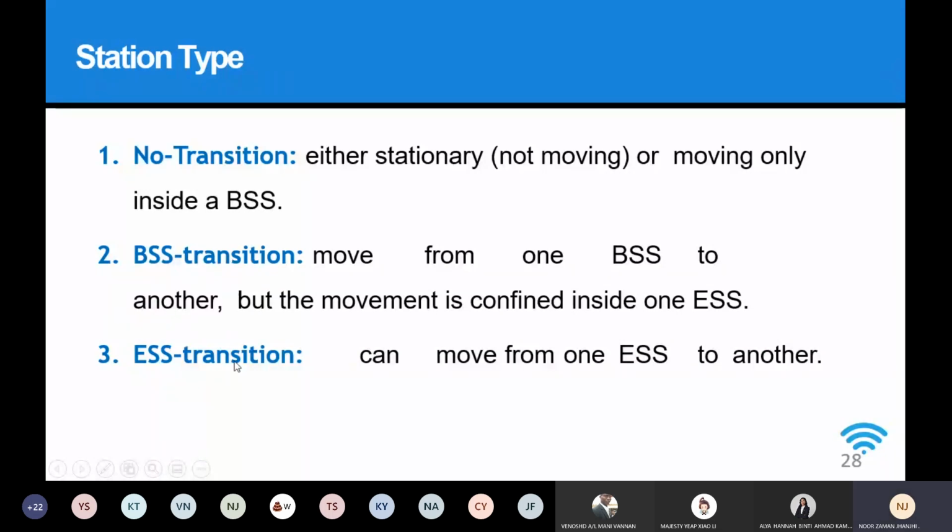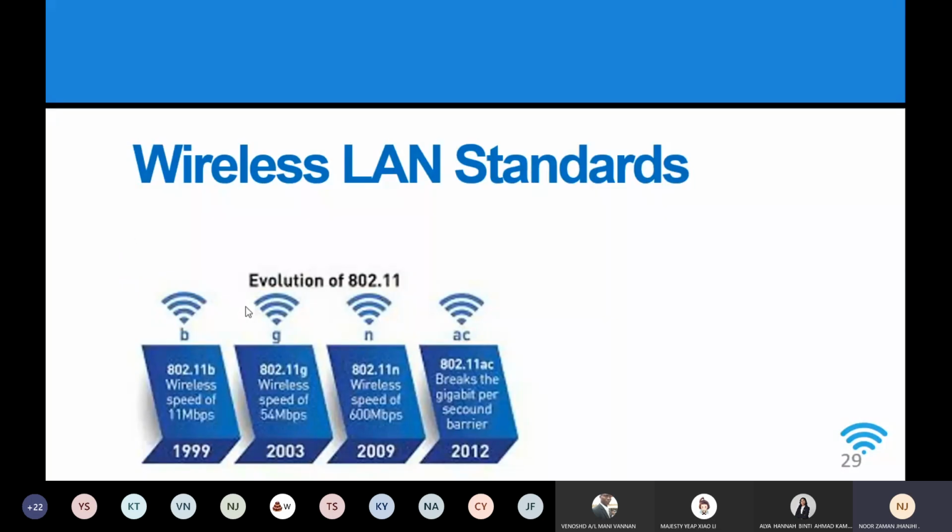ESS transition means you are traveling. You are at home connected with some ESS, then you connect with mobile data while you are on the move, connecting with a different subset of network, then you reach the university and connect with some different sort of network. So this is the ESS transition, the BSS transition, and then the no transition. I hope you understand these transitions, they are very important.